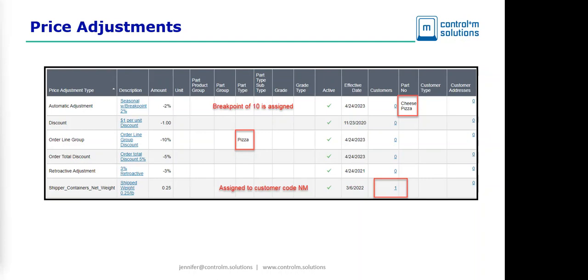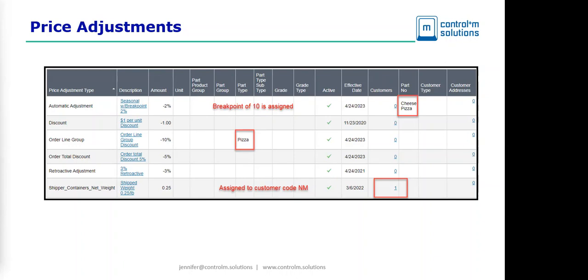I have an order total discount of 5% that can be manually assigned on any order, and this is 5% of the total order price. I have a retroactive adjustment for 3% that can be manually assigned on a shipped invoice.